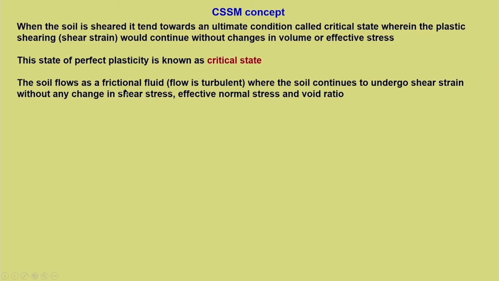The soil flows as a frictional fluid, and the flow is considered to be turbulent, where the soil continues to undergo shear strain without any change in shear stress, effective normal stress and void ratio. Please remember, we are repeating the same concept again and again. It does not matter that we are repeating. What is more important is that the concept goes into our head very clearly. Even though it is getting repeated, every step we are adding some new information.